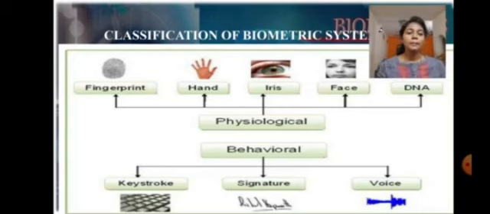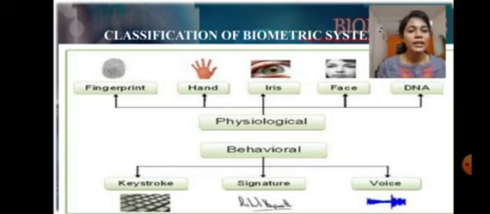So these are the main classification of a biometric system. As we have already discussed, the biometric system is based on two things. One is the physiological characteristics and the other one is the behavioral characteristics. When it comes to physiological characteristics, the first and foremost and a very traditional one is your fingerprint.